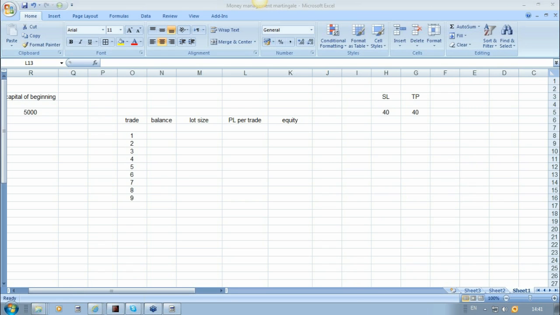Johanna asks, how do you calculate when there is more than one trade at a time? You cannot, Johanna. If you use Martingale, you cannot. It's a good question, but you cannot have more than one trade at a time. That's why the stop loss and take profit should be small. Okay? So it will actually finish quickly and you can go for the next trade.